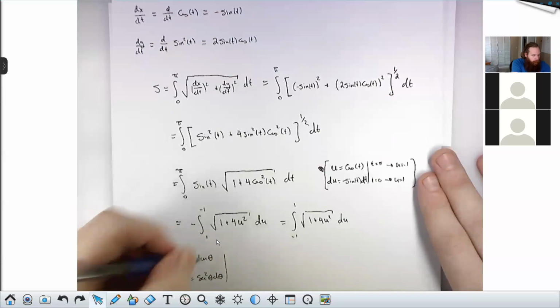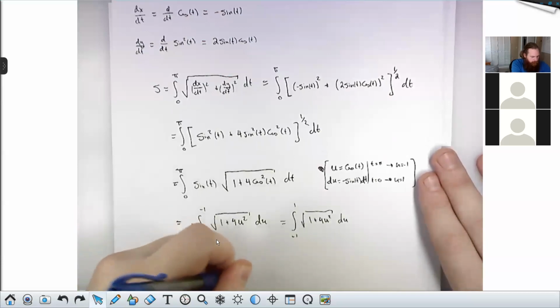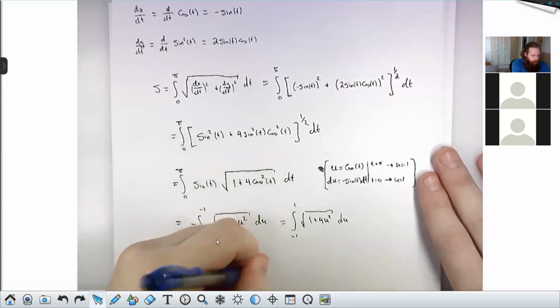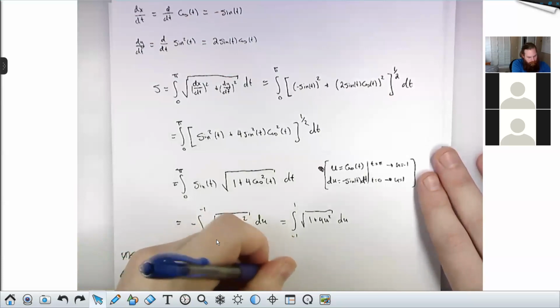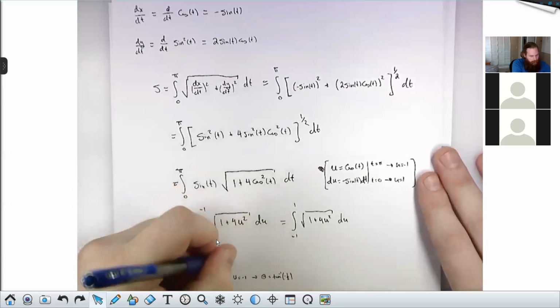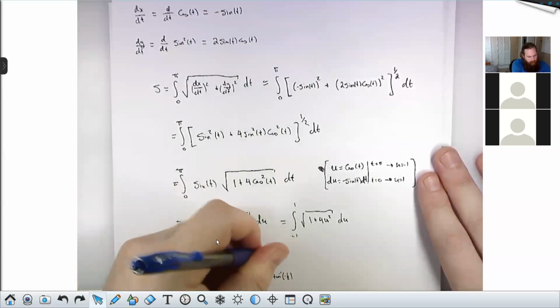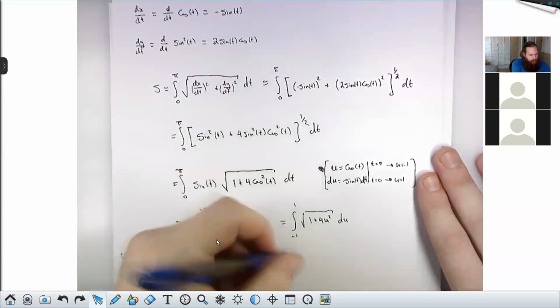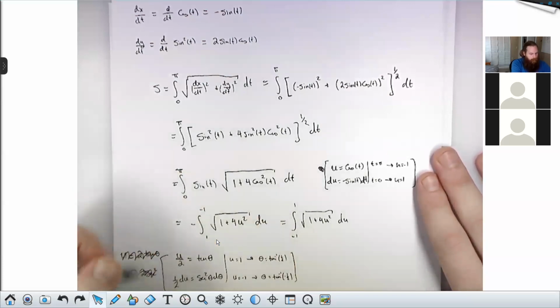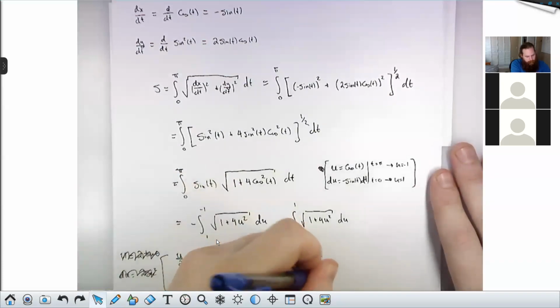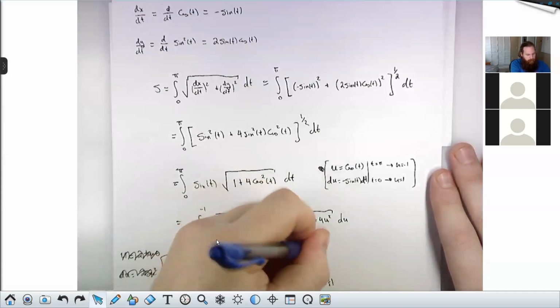And the bounds will change again. When u is negative 1, I will have the inverse tangent of negative 1/2. And when u is positive 1, theta will be the inverse tangent of positive 1/2, which unfortunately are not nice numbers. So then under this substitution, my integral goes from arctan negative 1/2 to arctan positive 1/2.